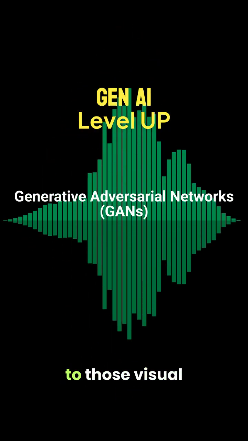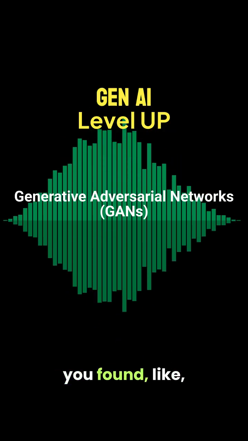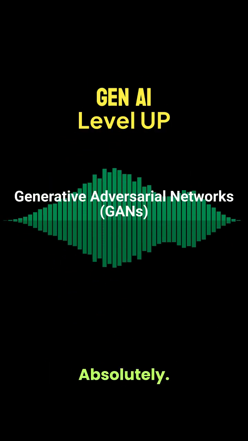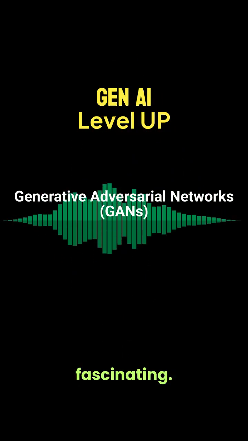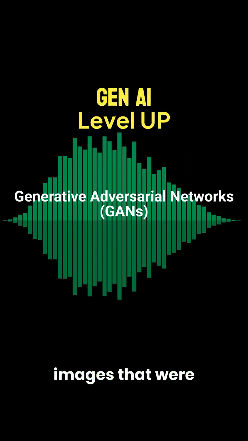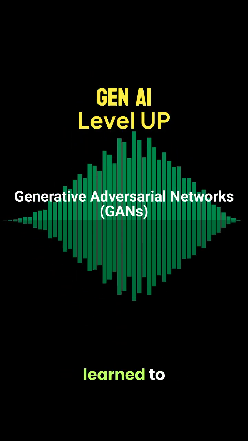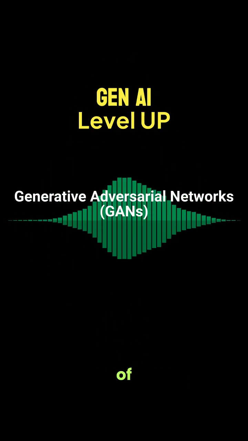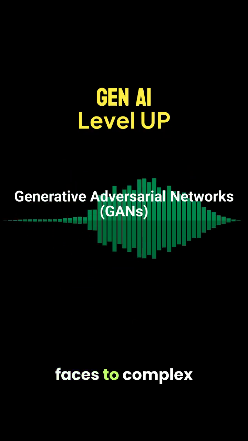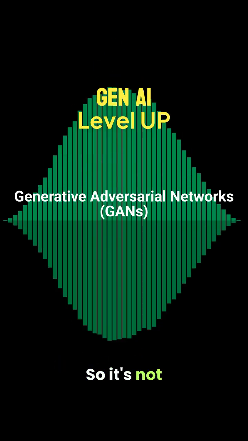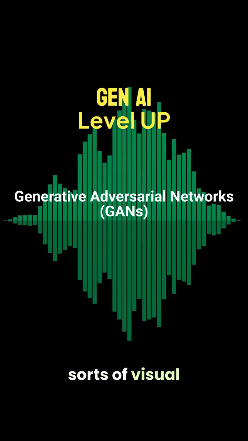Absolutely. So getting back to those visual examples you mentioned earlier, can you tell me more about what you found particularly interesting in the paper? Yeah, absolutely. Figures 2 and 3 in the paper are particularly fascinating. Figure 2 shows a variety of images generated by GANs trained on different data sets. You can really see how these GANs have learned to capture the essence of different types of images, from handwritten digits to realistic faces to complex scenes with multiple objects. So it's not just about creating a single type of image. GANs can be adapted to generate all sorts of visual content.